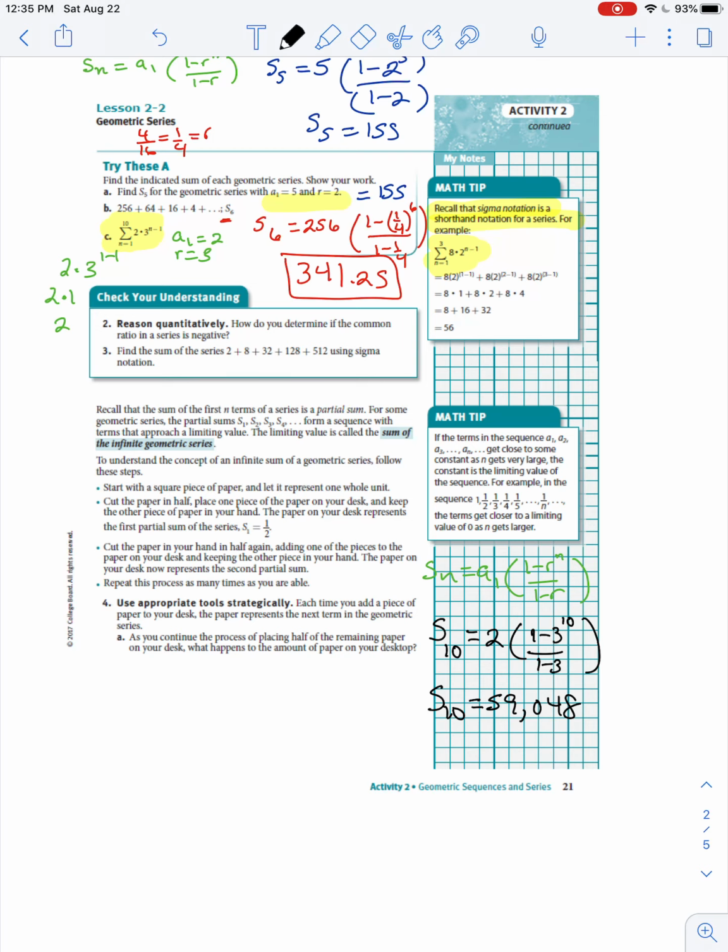So if you have a piece of paper handy, a Post-it note or just a blank sheet of paper, it doesn't have to be a square. They actually start with a square piece of paper, but it could be anything.